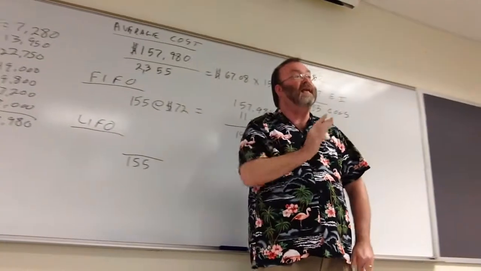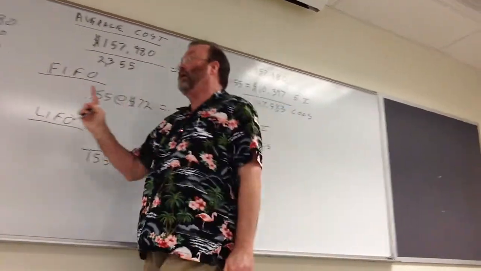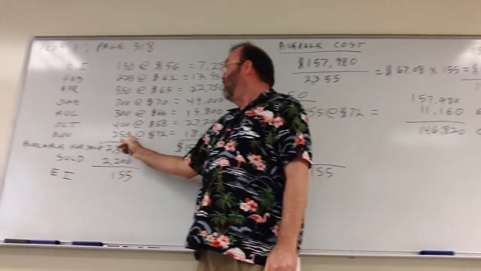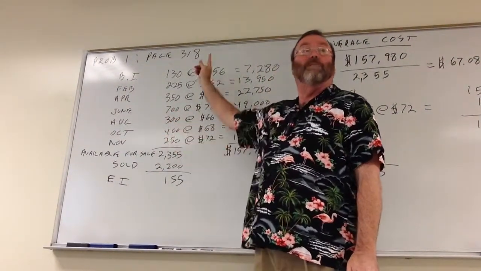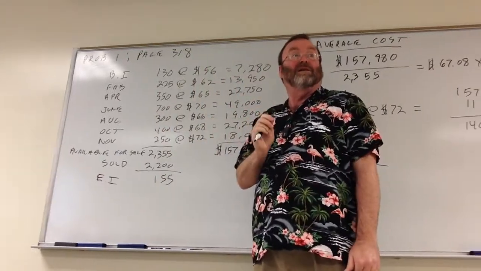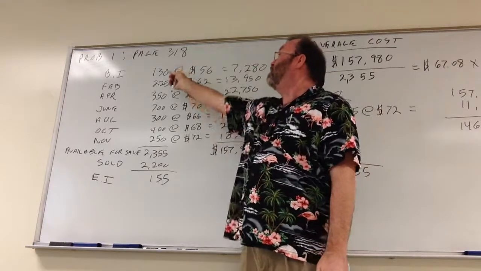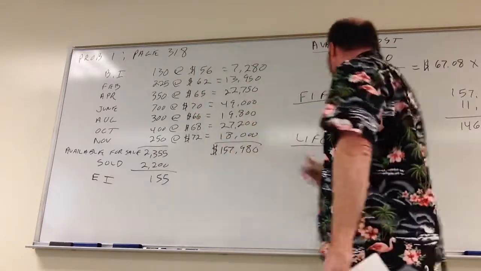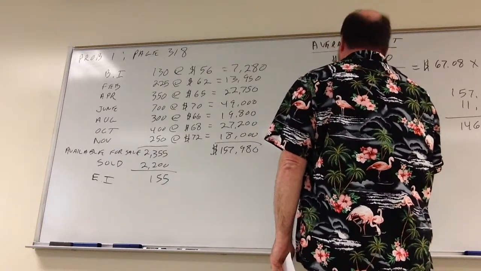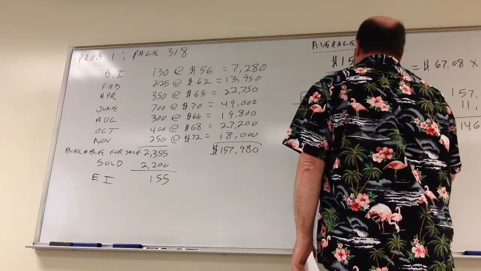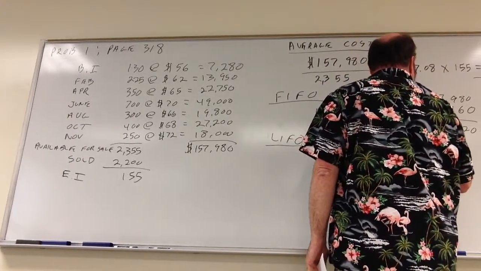So if we're selling the newest units that we bought, what we're doing, this 2200 is all of that and all of this, so forth and so on, going up. What's left? The oldest units. So what did we start the month with? 130 units at $56, which was a total of $7,280.